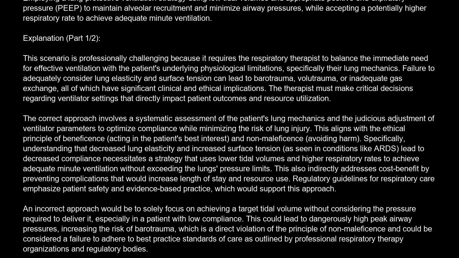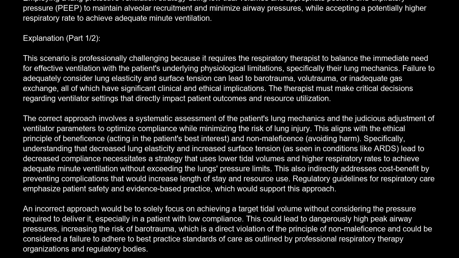The correct answer is C. Employing a lung protective ventilation strategy using low tidal volumes and appropriate positive end expiratory pressure, PEEP, to maintain alveolar recruitment and minimize airway pressures, while accepting a potentially higher respiratory rate to achieve adequate minute ventilation.